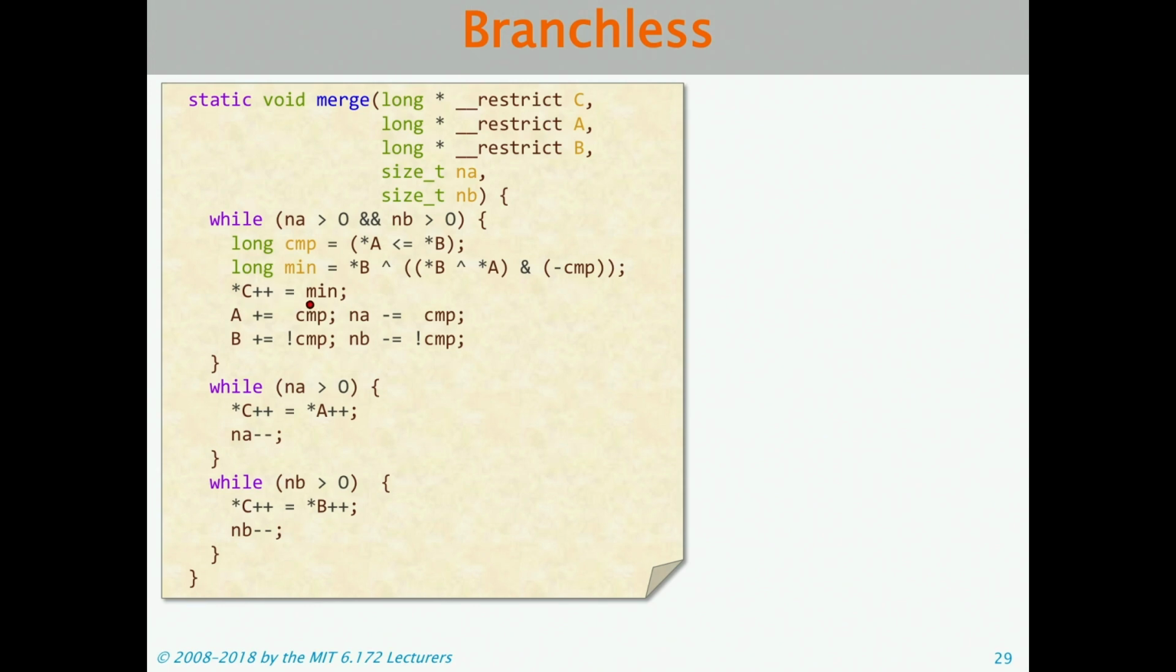First we're going to place the minimum value in C. And then based on the result of comp, we're going to increment one of A or B. So if A was less than or equal to B, then comp is going to be 1. And A plus equal comp is going to increment A by 1. And then B plus equal not comp is not going to do anything because not comp is 0. And then for NA, we're going to decrement by comp, so it's going to be 1 if A is less than or equal to B and 0 otherwise. And then for NB, we're going to decrement by the not of the comp. So only one of these two lines is actually going to do something based on the result of the comparison. And then the rest of the code is the same as before. Any questions? So now we've gotten rid of this unpredictable branch that we had before.